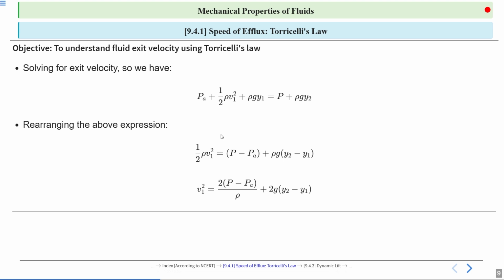So we solve for V1. V1 squared equals 2 into (P minus PA) divided by rho plus 2g (Y2 minus Y1). This is the formula for exit velocity using Torricelli's law, and this is a very important formula.